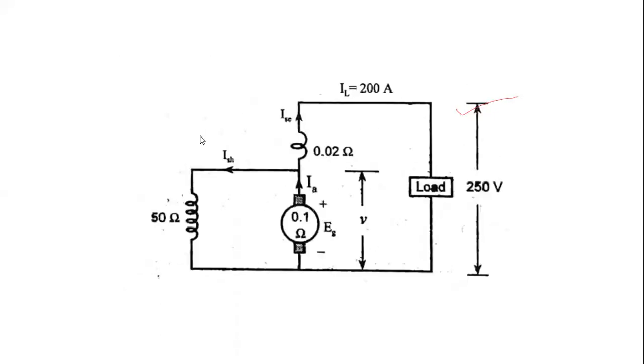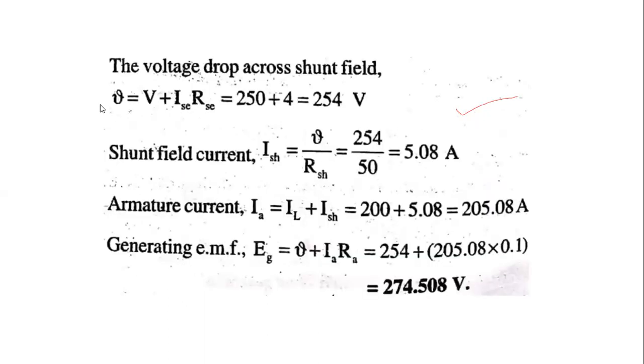This is the figure for this question, the short shunt compound generator. This is the shunt field resistance, this is the armature resistance, this is the series field resistance, and this is the voltage across the load. And this is the load current, and this is the series current and shunt current. In that question, the load current is given, that is 200 amperes. Then we calculate the EG value.